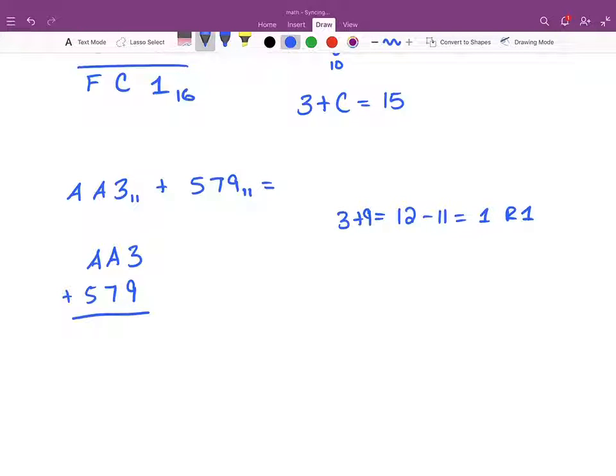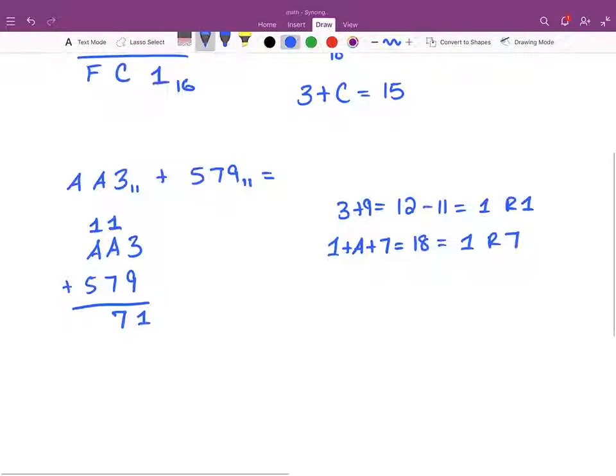So you took one 11 out. This is the 11 you took out. The remainder of 1 goes down here. Then 1 plus A plus 7. So that's 1 plus 10, 11, plus 7, 18. So you have 18 here. How many 11s can you take out? 1 with a remainder of 7. So this becomes 7. And then there's the 1 that carries over. That represents the 11 we took out.